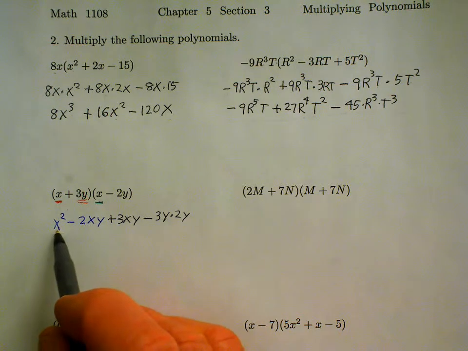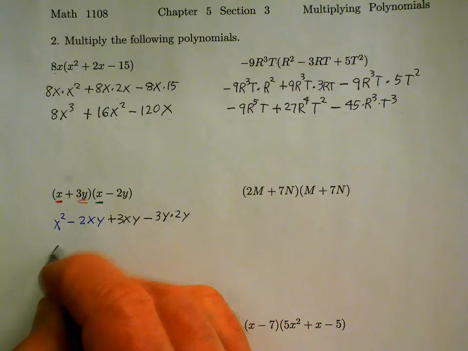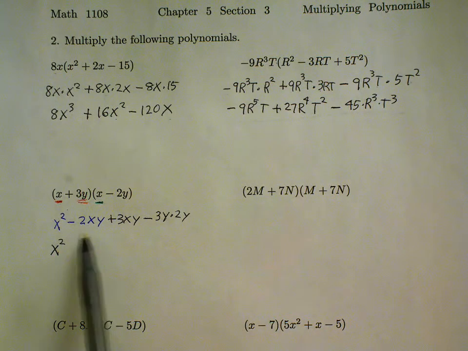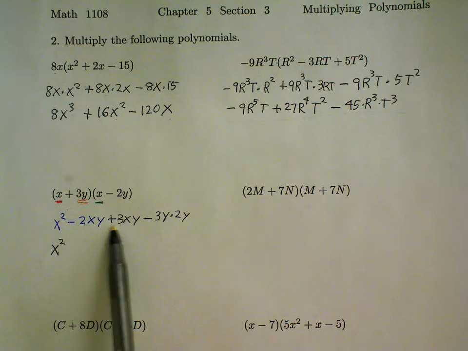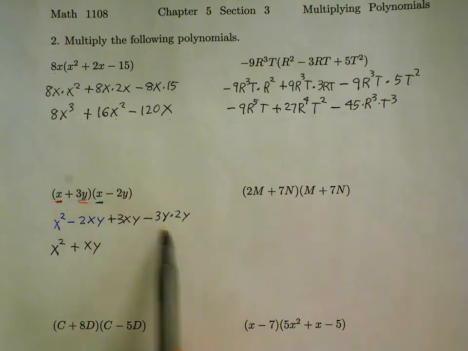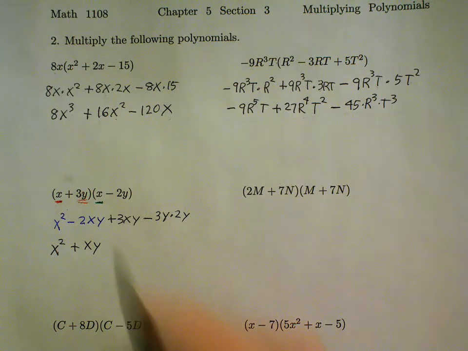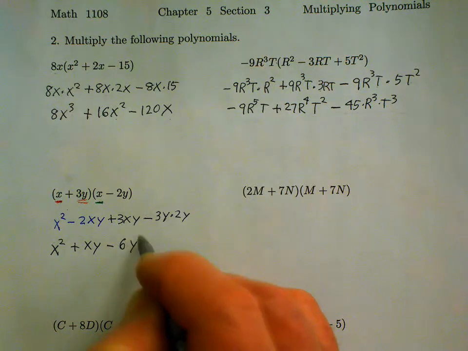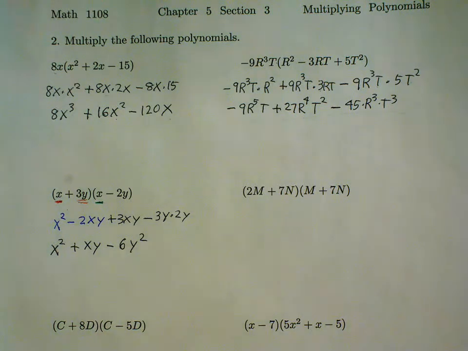So there's only one term with x to the second. Notice that in this case, the two middle terms are like terms. They have the exact same variable parts, same variables and same exponents. So minus 2xy plus 3xy is 1xy, positive 1xy. So we just write plus xy. And then finally, minus 3y times 2y is minus 6y to the second. This is as far as we can go on that one.